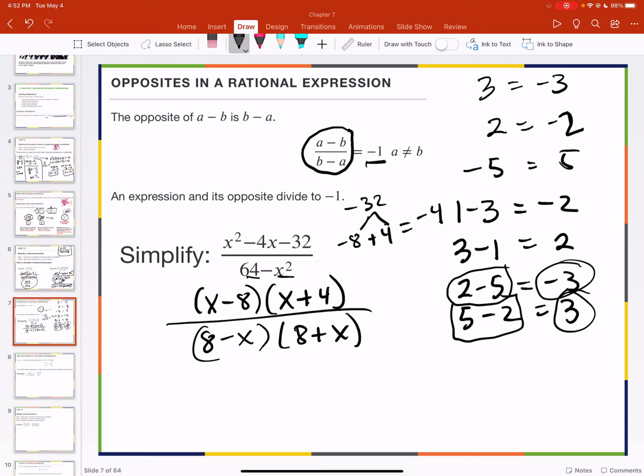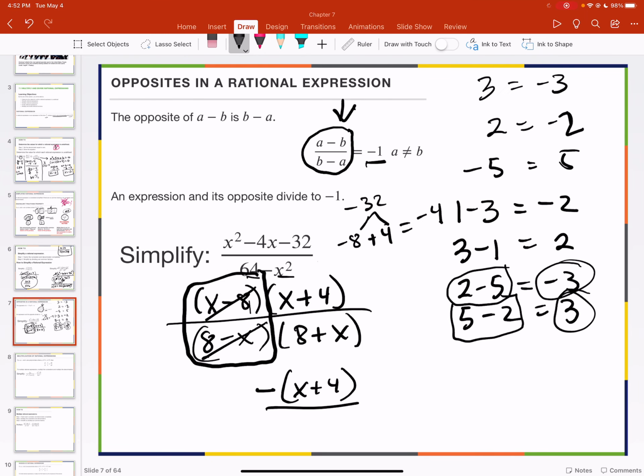Now, using this property, I noticed that x minus 8 over 8 minus x reduces to -1. Because you see how it's the same difference except in a different order? So that becomes negative x plus 4 over 8 plus x. Okay.